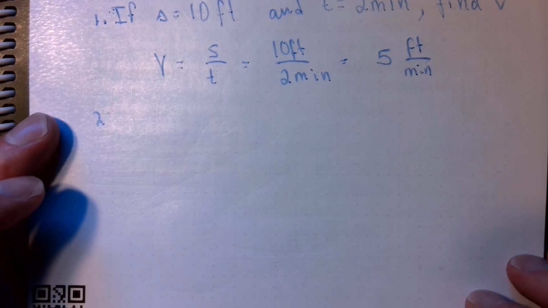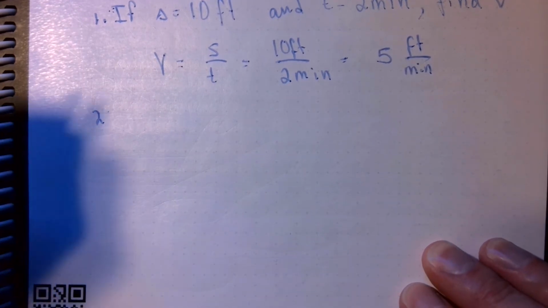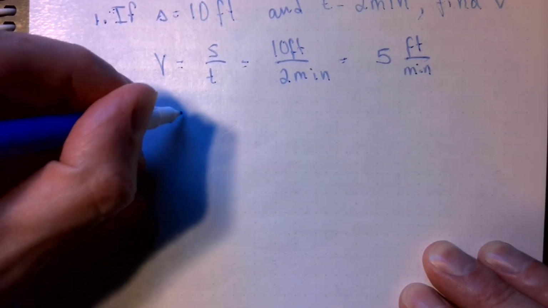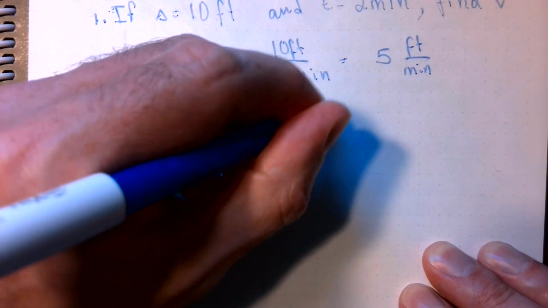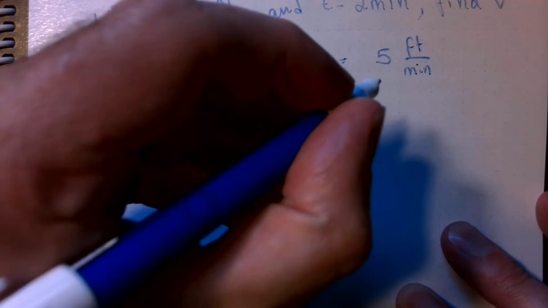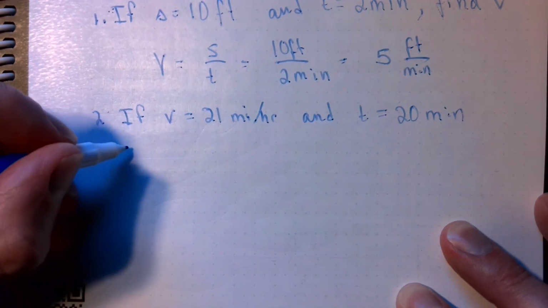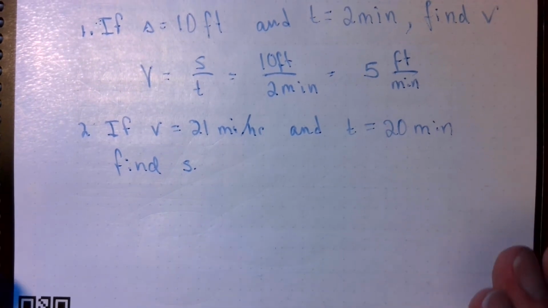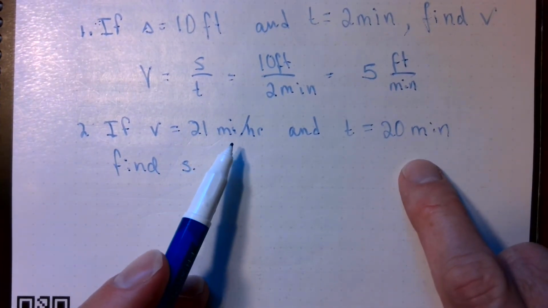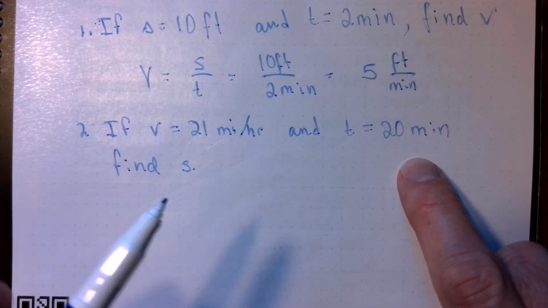Okay, let's switch things up a little bit. Let's imagine that something is moving at a velocity of 21 miles per hour, and that object is allowed to go at that rate for 20 minutes. We're going to find the distance traveled. We're going to find s. Okay, now this is something that you'll sometimes have to do with these types of problems. Notice the velocity is in miles per hour.